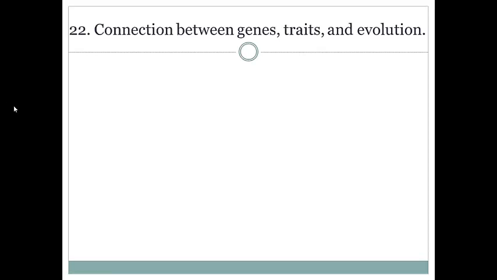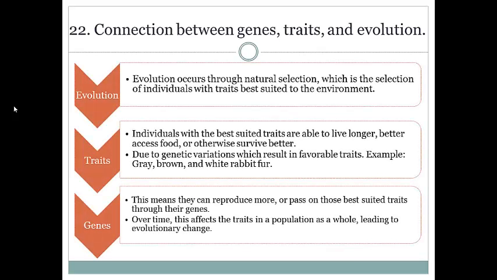Next question asks, how do genes, traits, and evolution all connect? So evolution occurs through natural selection. Certain individuals will be selected based on the traits that are best suited to the environment. The individuals with these best suited traits are going to live longer. Maybe they can access food easier, or just otherwise are able to survive better.